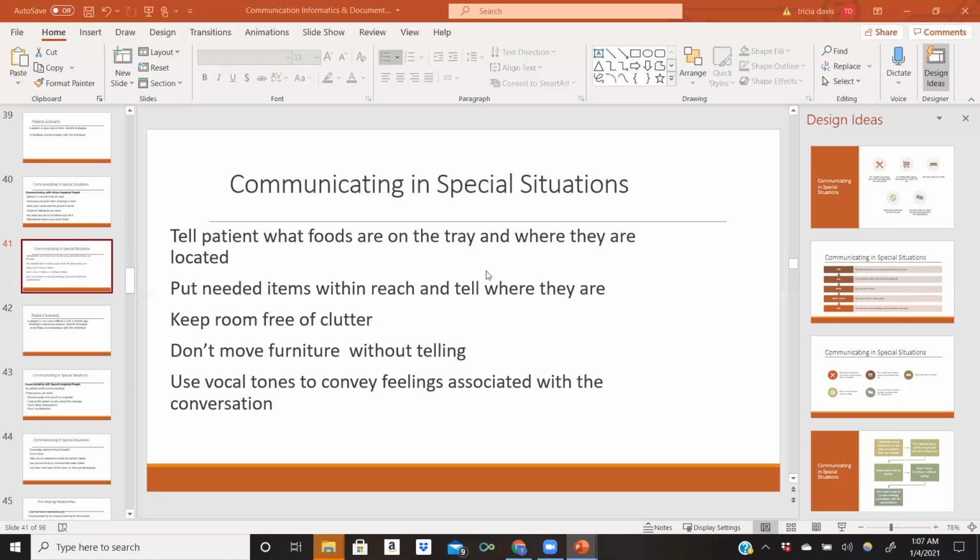You want to make sure that their room is free of clutter. So this not only keeps things organized, but you have to remember that this is actually their home while they're in the hospital. No matter how long it is, if it's a day, 5 days, a month, depending on how long they're there, that is their home. You want them to be as comfortable as they can be in that environment.